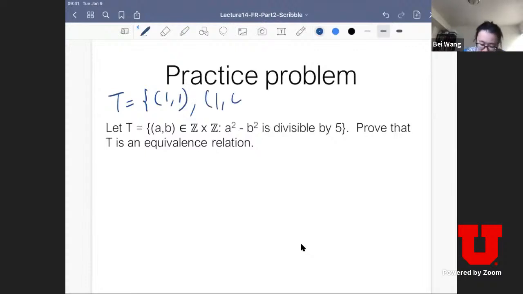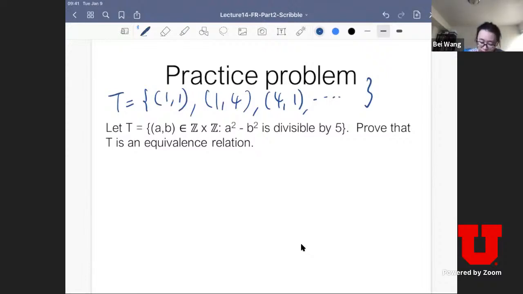Maybe (1, 4) is in T, because 1 squared minus 4 squared is minus 15, which is also divisible by 5. And of course, (4, 1) should be there too, because 16 minus 1 is 15, which is divisible by 5, and so on. I'm listing these elements just to give myself guidance on what type of elements belong to this relation.